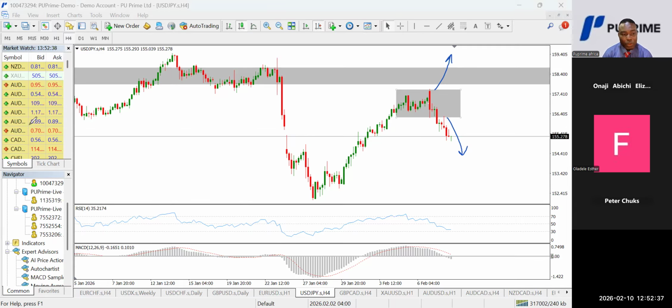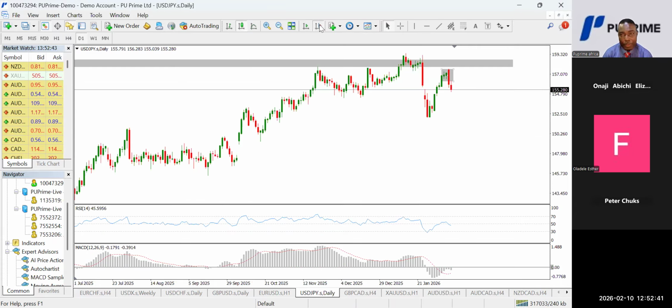Currently, there is no setup for USD JPY at the moment. There is none at the moment. That's not what we expected it to do yesterday. So we move on from there. The next is USD CAD.